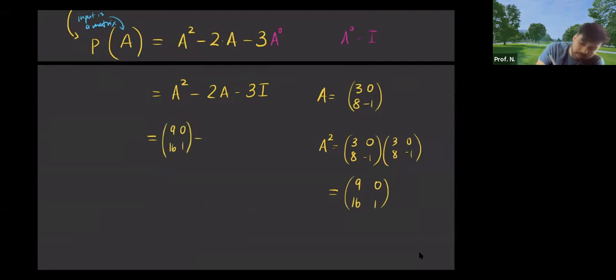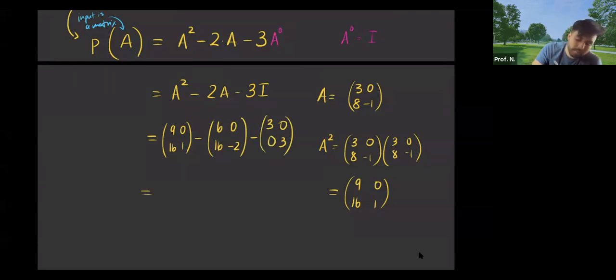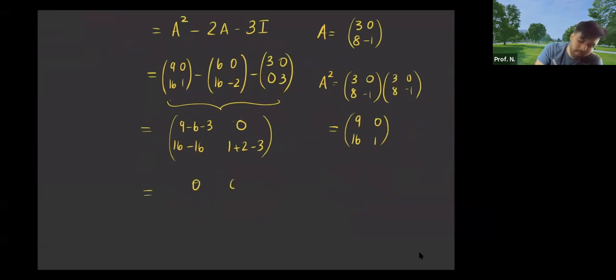Minus 2 times A becomes what? -6, -16, 0, 2. Minus 3 times I, which is 3, 0, 0, 3. What happens when I put this all together? I get 9 minus 6 minus 3, and I get 0. I get 16 minus 16 minus 0, and I get 0. And I get 1 plus 2 minus 3. Guess what I get? I get 0.